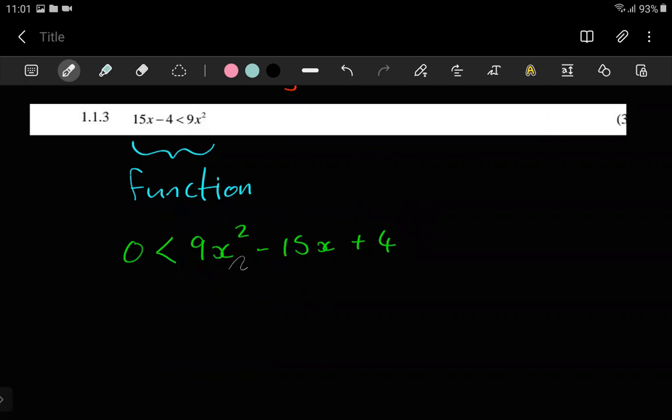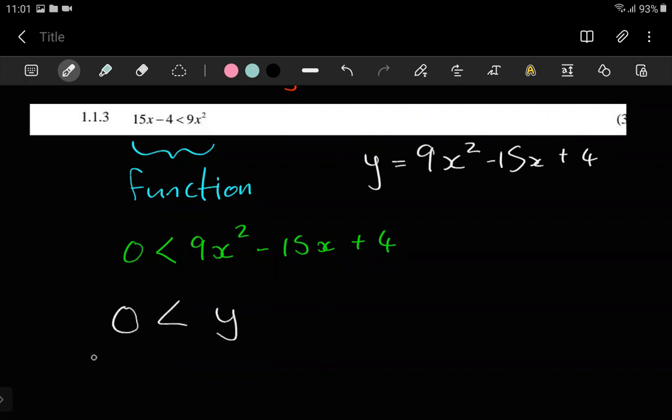So remember, if it was a function, sometimes it can be written as y is equal to 9x squared minus 15x plus 4. This is what this function can be written as. So when you're seeing something like this, what you should be reading is where are the y values bigger than 0? Because this represents y, does it not? It's the parabola formula, y is equal to that formula.